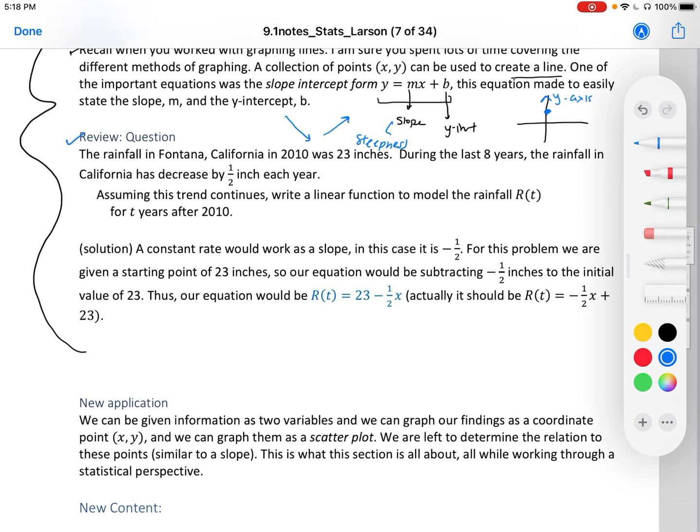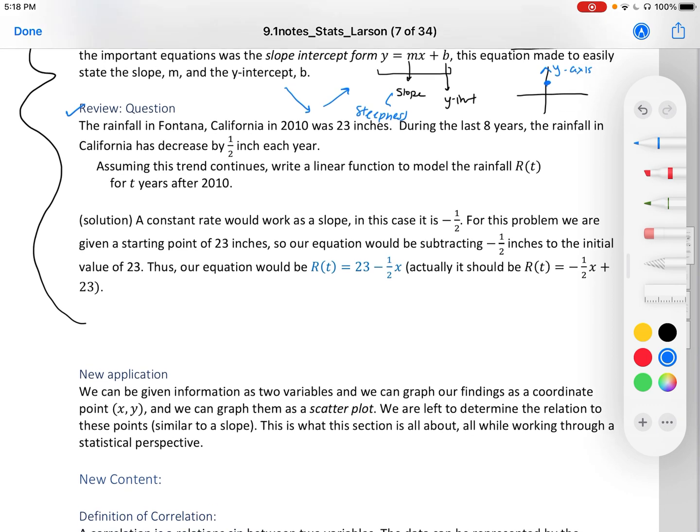So let's begin with just a review question. The rainfall in Fontana, California in 2010 was 23 inches. During the last 8 years, rainfall has decreased by half an inch each year. Assuming the trend continues with the linear function model of the rainfall R of t, with t being years after 2010.